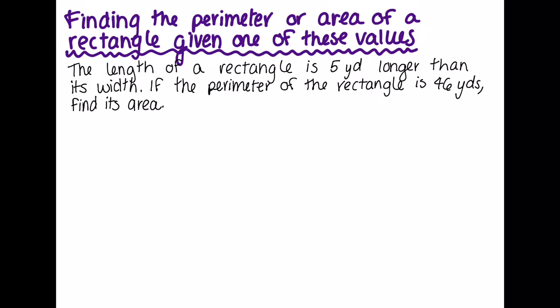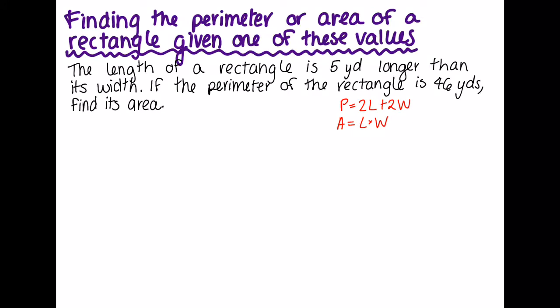There are two important formulas that you need to know for this section. So you need to know the perimeter of a rectangle. The perimeter of a rectangle is 2 times the length plus 2 times the width. And the area of a rectangle is the length times the width.